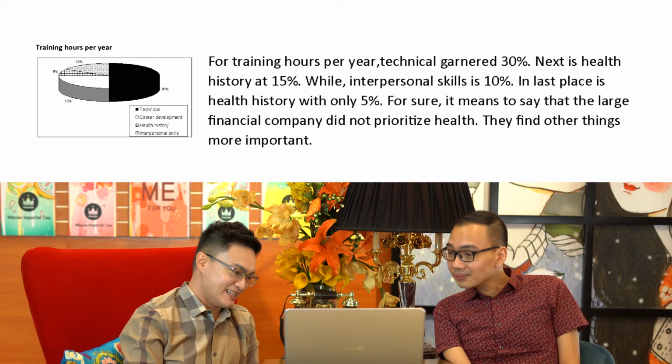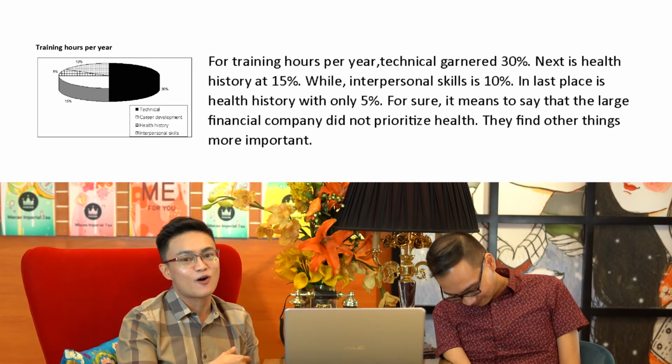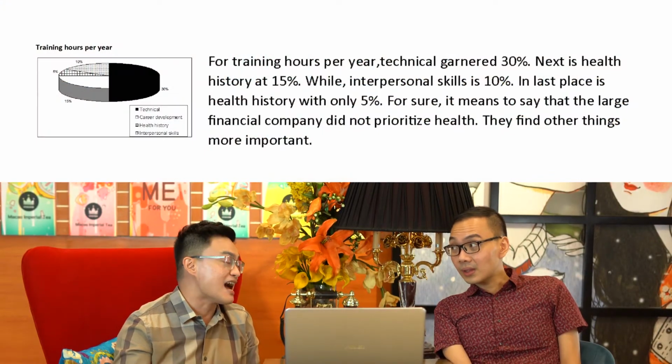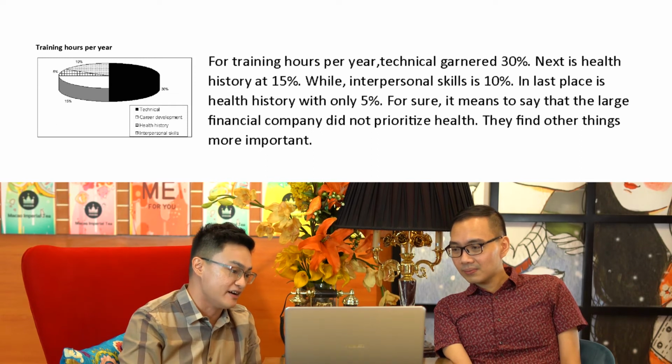In last place is health history. Going back to our argument earlier, we're not dealing with ranking in writing task 1. This is not a race, this is not a contest. You're supposed to present the figures in an objective manner, and you have to compare data. You don't just enumerate 30%, 15%, 10%, 5%. It's not done that way. So 15% is half of the former figure. Something like that. Indeed. You have to compare figures in writing task 1.